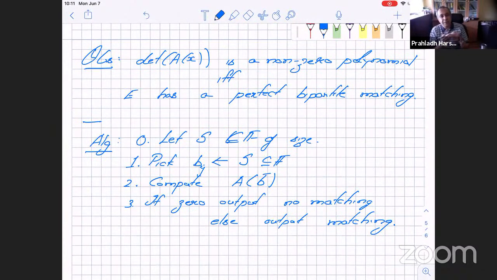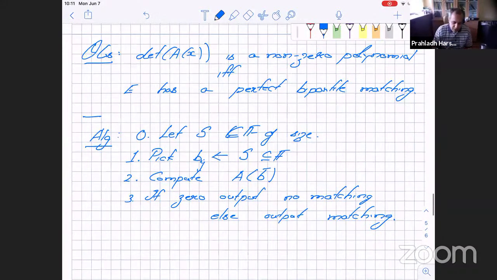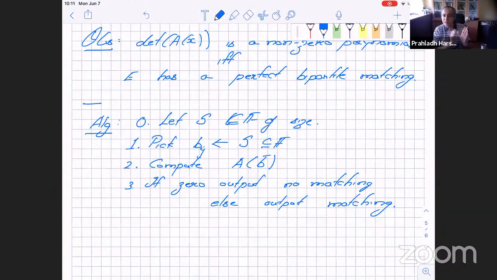Now this is a very simple algorithm. If you know how to compute the determinant, it's super easy. You just plug in these numbers and compute the determinant, which we know how to compute very efficiently. Gaussian elimination gives you an n-cube algorithm, but there are much more efficient algorithms, and in fact a very parallel algorithm to compute the determinant. Let's assume the determinant is an easy algorithm. What does this algorithm say? Let's prove the correctness of this.